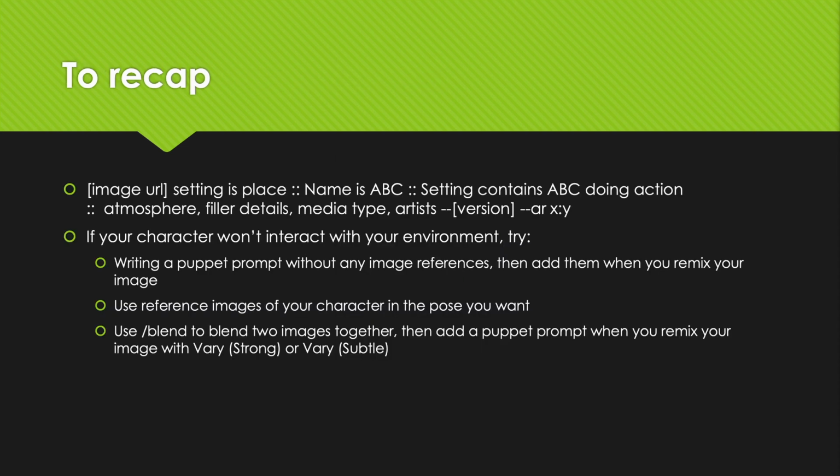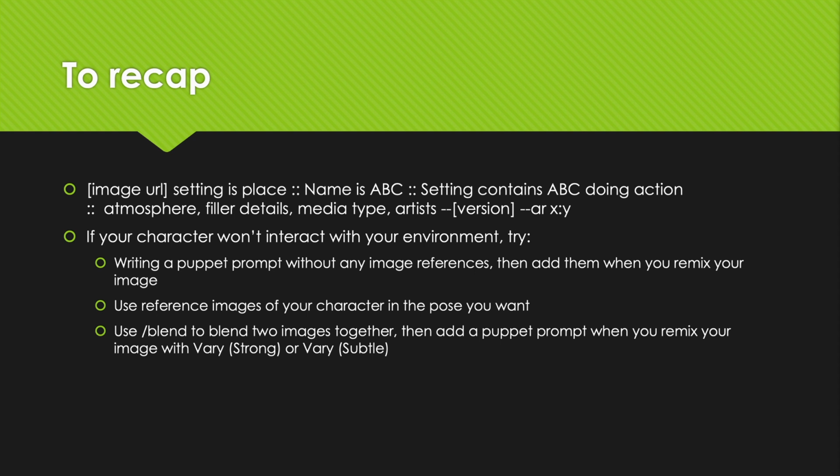So, okay, we've got the recap. Here is the puppet prompt example where you've got the image URL, the setting, then the next multi-prompt is the name, then the setting contains ABC doing action, whatever. Then you've got the atmosphere, filler details, and media type. If your character will not act with your environment, try writing a puppet prompt without any image references, then adding them when you remix your image.